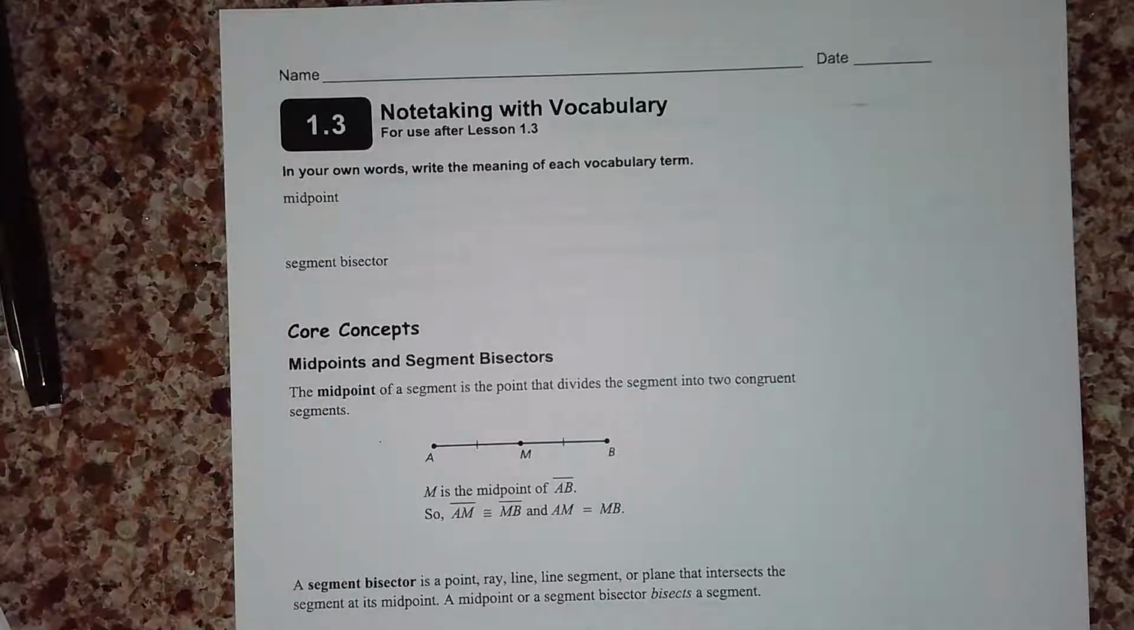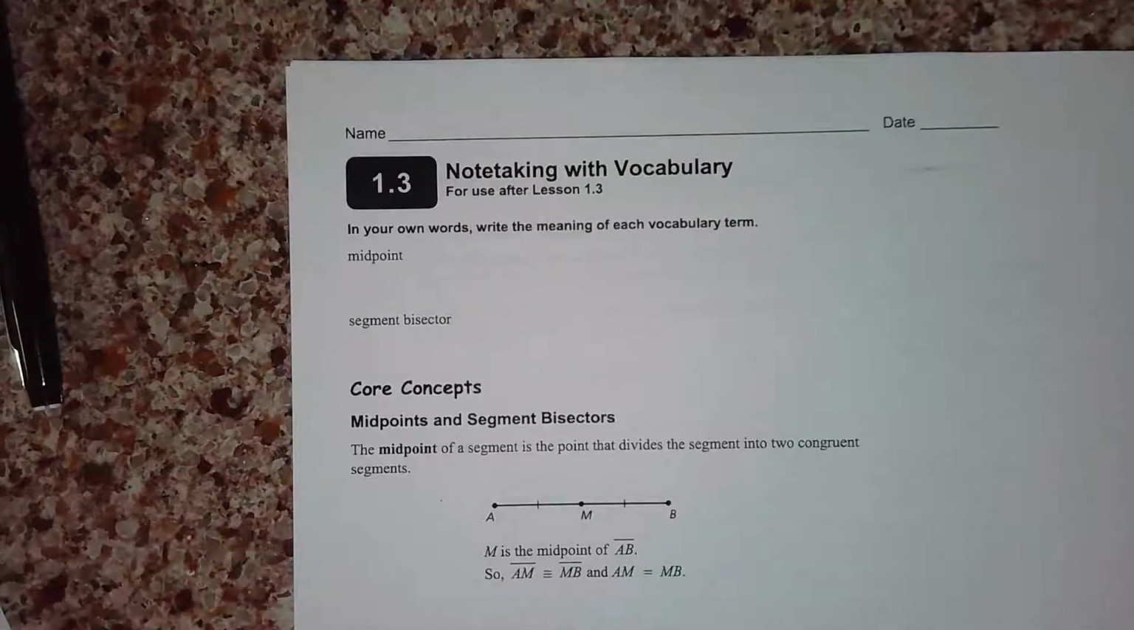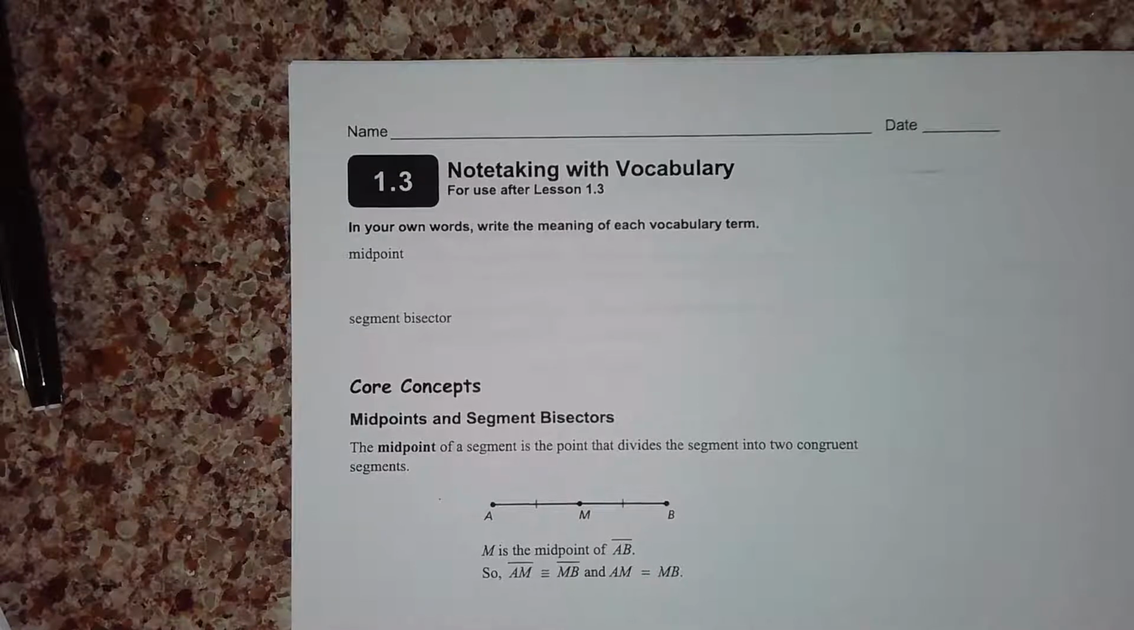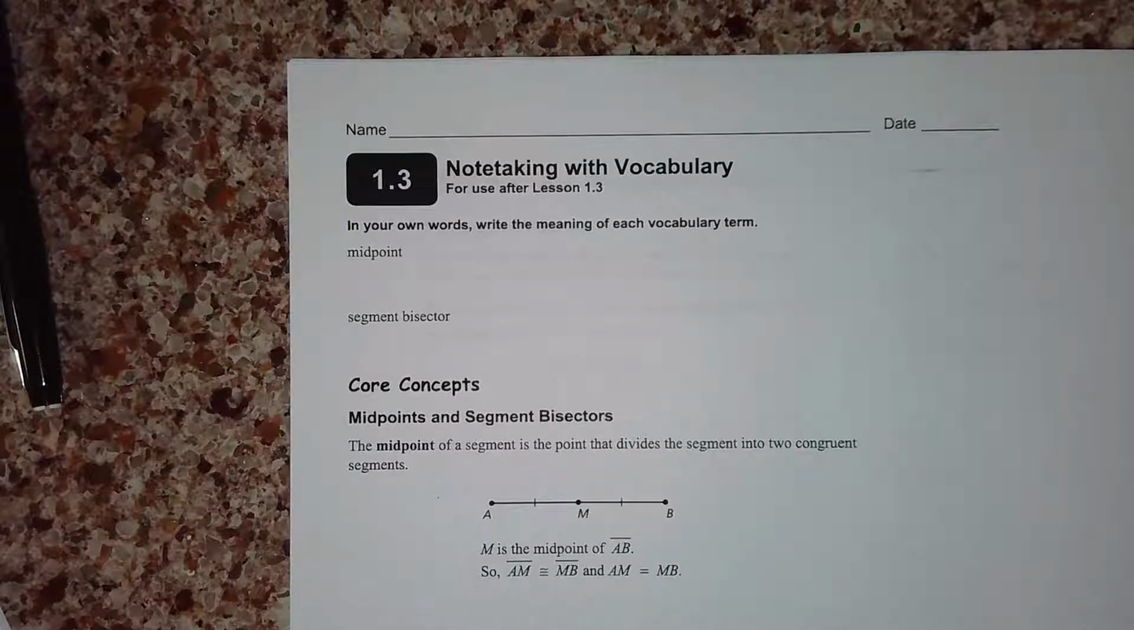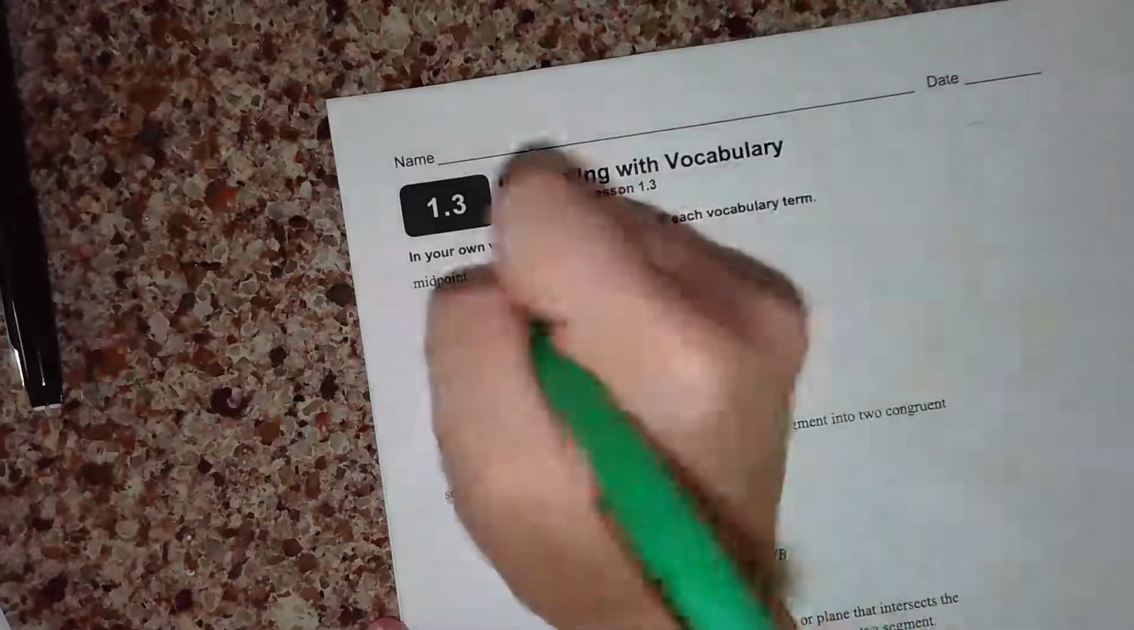First things first. In your own words, write the meaning of each vocabulary term. We're going to use my words. Feel free to add your own as you go through this. So, midpoint. To be honest with you, midpoint seems pretty self-explanatory to me. But if I had to make a definition, I would say it's the middle point between two other points.